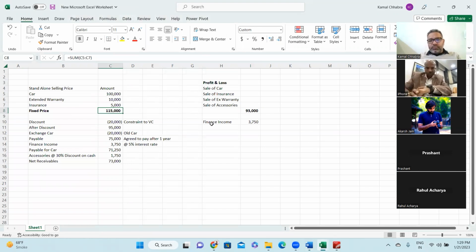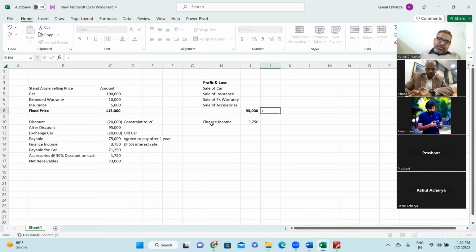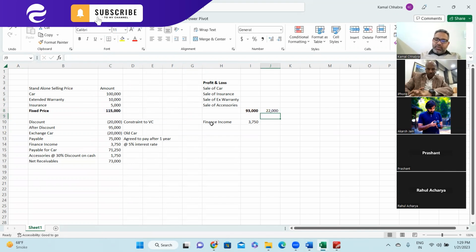So if we go back to this example, let's assume the total price you have is $115,000, right? And you are recovering $93,000. So what is your discount total? This minus 93, you are giving $22,000 discount, right?